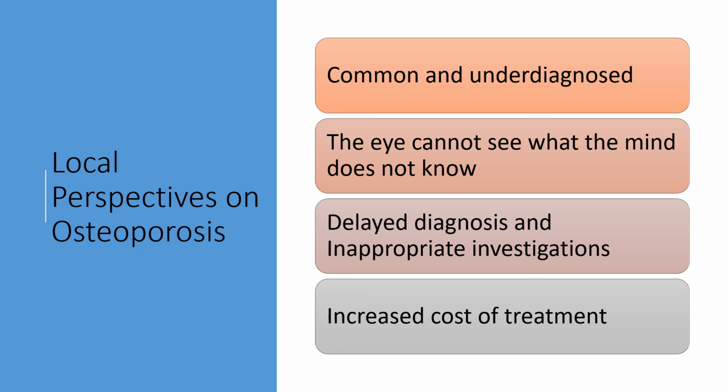The eye cannot see what the mind doesn't know. So if you don't know how to pick up osteoporosis, if you don't know what is primary and secondary osteoporosis, what is senile osteoporosis, what is postmenopausal osteoporosis, what is the best test for evaluation of osteoporosis, how to evaluate secondary osteoporosis, I'm sorry, you will not be able to diagnose osteoporosis accurately. So the eye cannot see what the mind doesn't know.